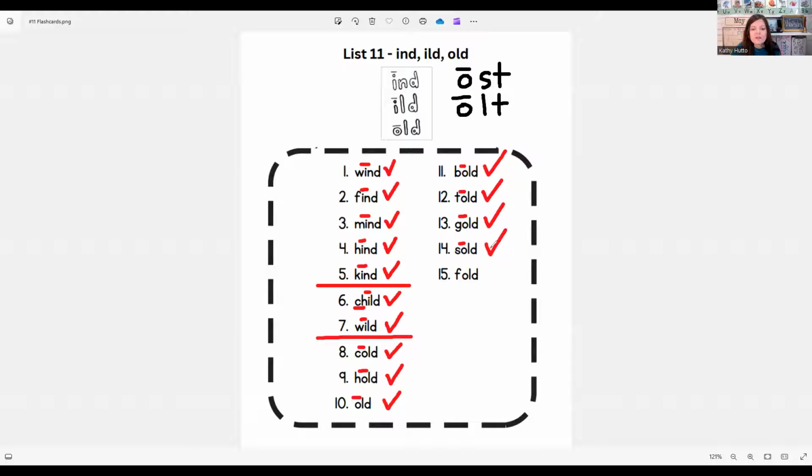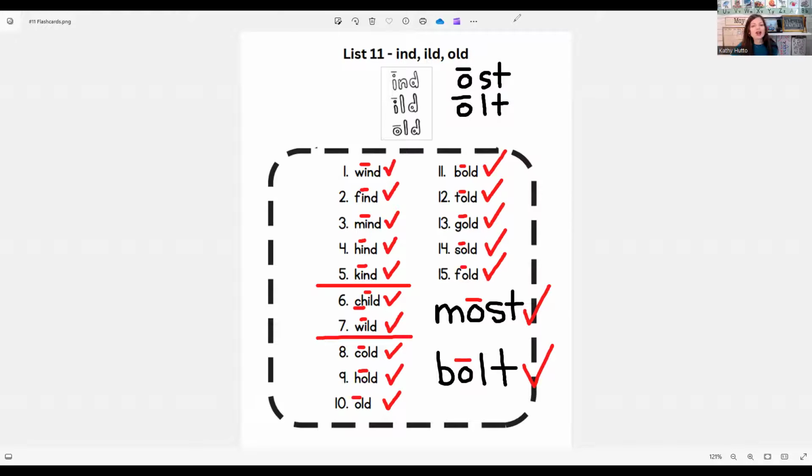15, f, old, fold. I'd like to add two more. Let's add this word, M, O, S, T, and B, O, L, T. You can pause and write those down if you'd like to. Let's read this one. Ost, most. Last one. B, olt, bolt.